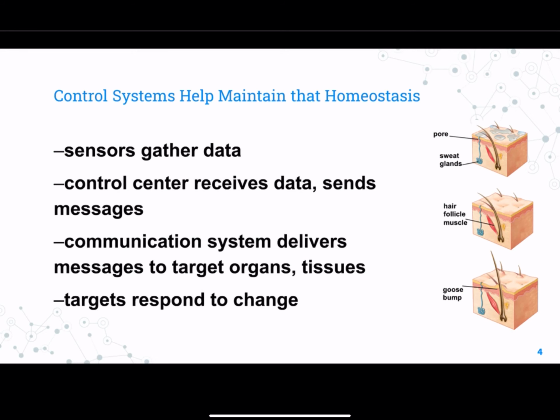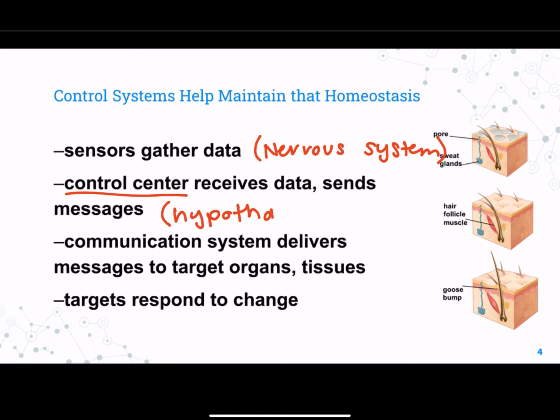We have these different control systems that are going to help maintain homeostasis. So if you remember, we have sensors all around our body that are going to gather and interpret this information. So these sensors are going to be part of our nervous system, and also our brain. We have a control center that's going to receive this data and send messages. And this is going to be our hypothalamus. We're going to talk about this a little bit later.